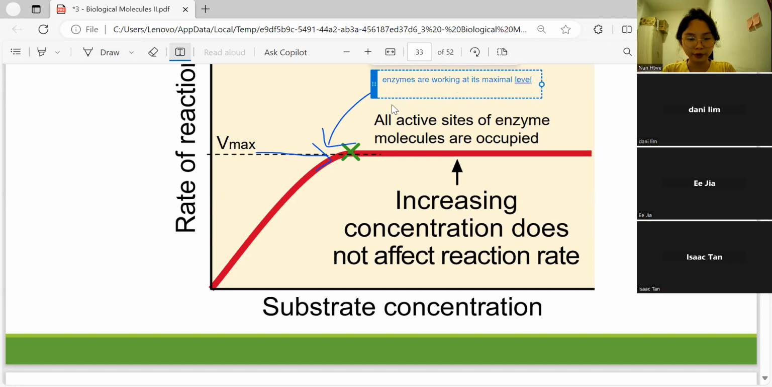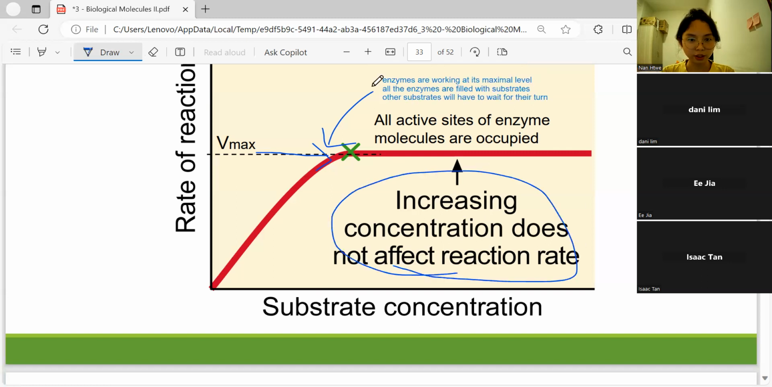And then all the enzymes are filled with substrate. So the other substrates will have to wait for their turn. That is what happened at this stage. So, even if you increase the substrate concentration, it doesn't affect the rate of reaction anymore. This one is the key word. You need to know this one, what happened as soon as it becomes this line, the straight line. What happened is this one and this one. You need to know that.